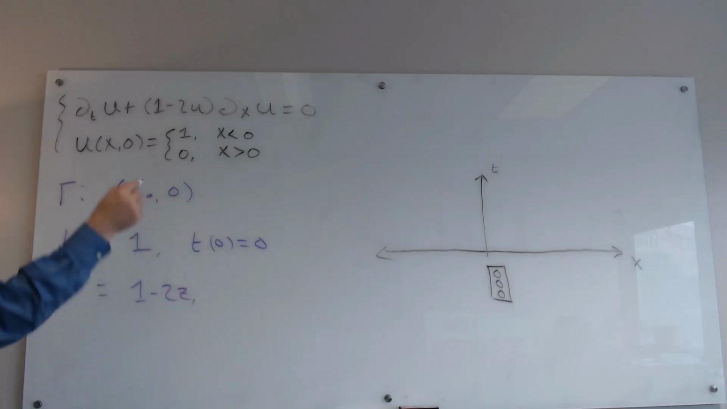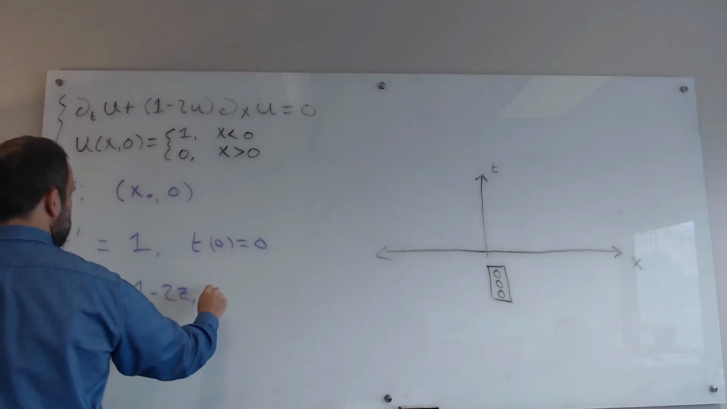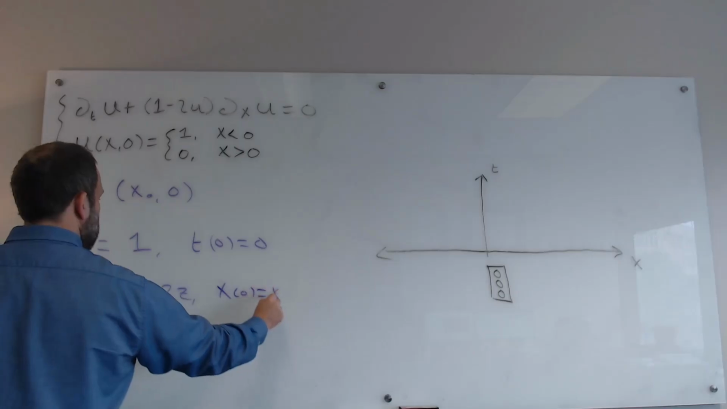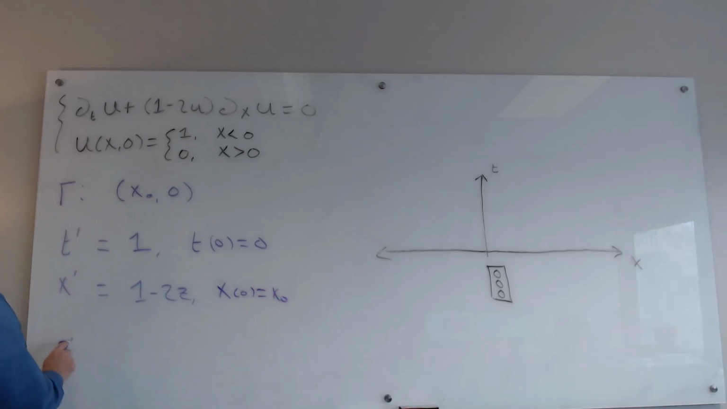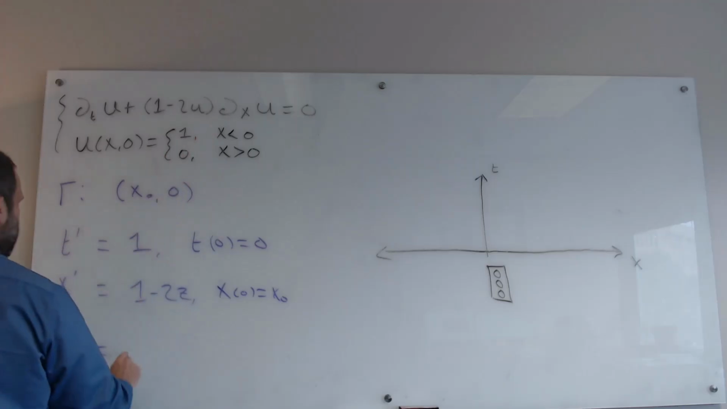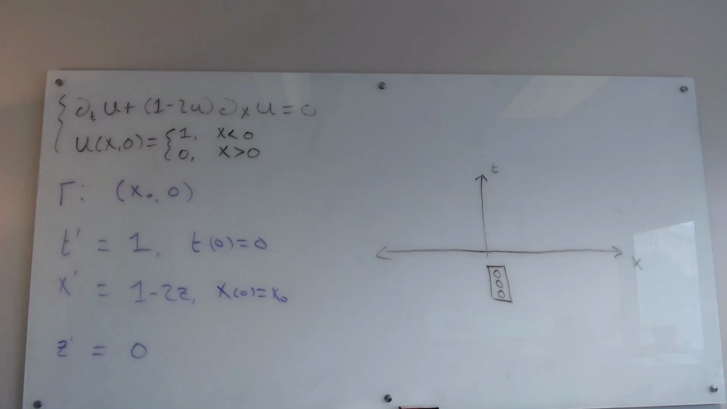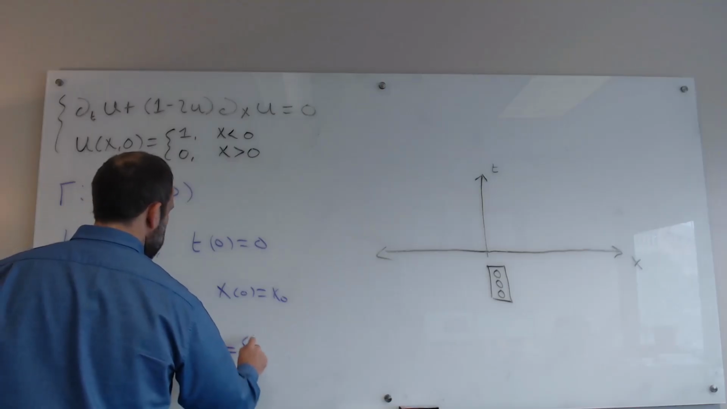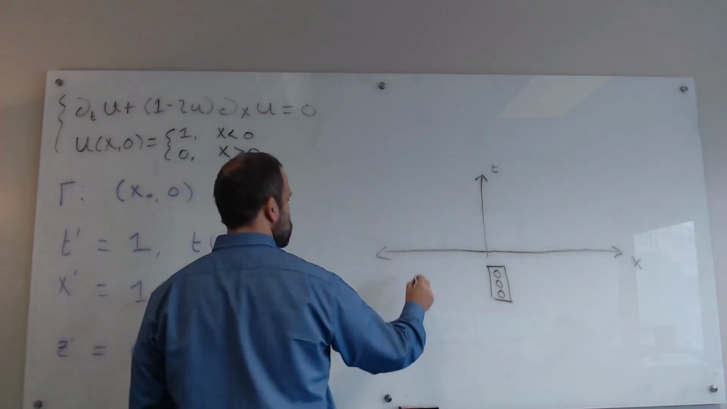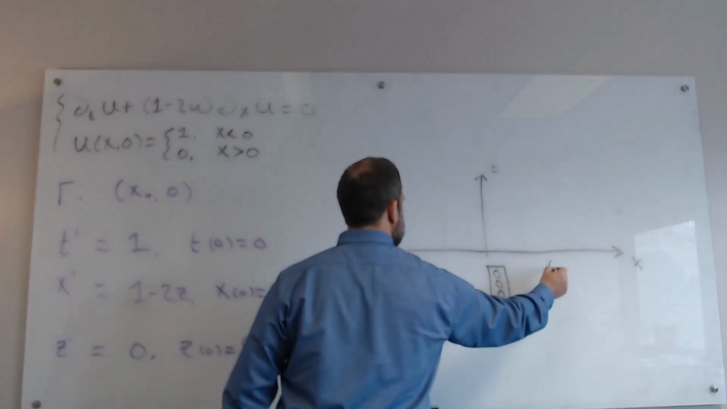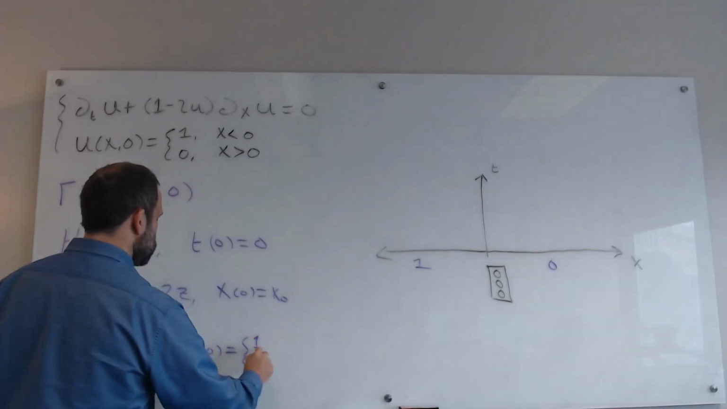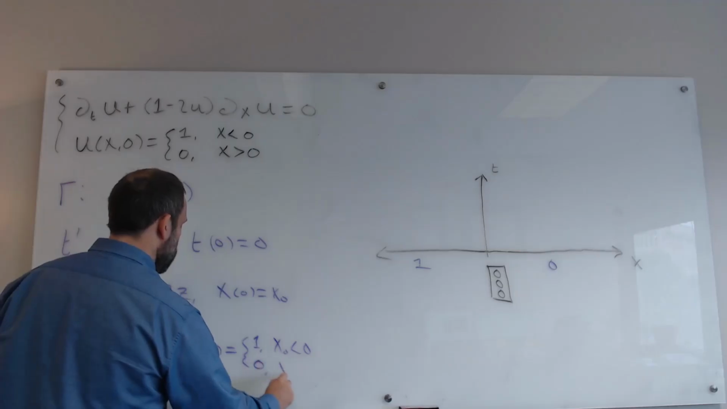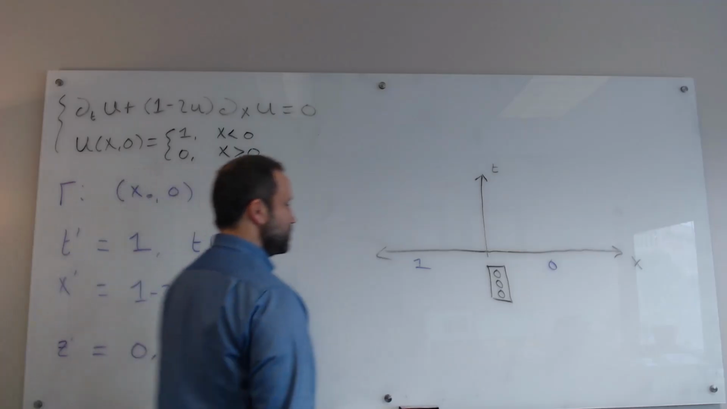So a little bit different than, a little more complicated than the one we saw before. With x of 0 is equal to x naught. And then I'm not going to do the computation again, but z prime is going to be the right-hand side of the equation, which is just equal to 0. And we're going to have z of 0 is equal to, let's see, it was 1 over here and 0 over here. So z of 0 is going to be equal to 1 for x naught less than 0, and it's going to be equal to 0 for x naught bigger than 0.